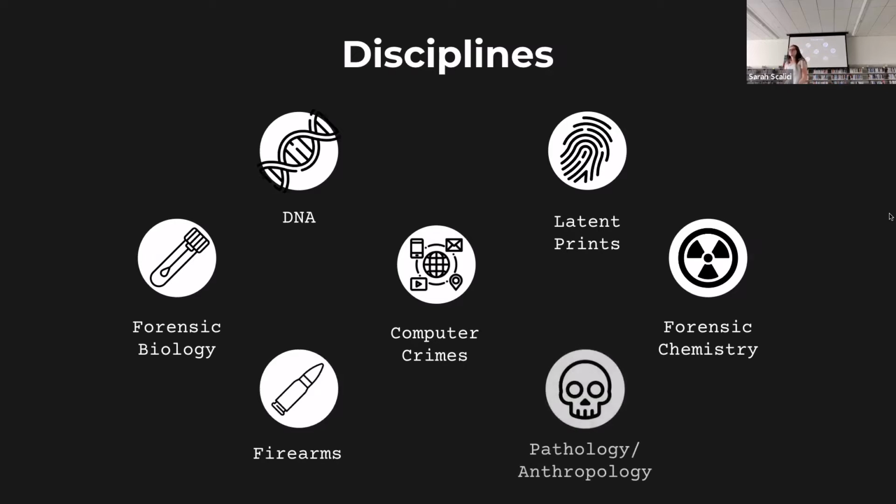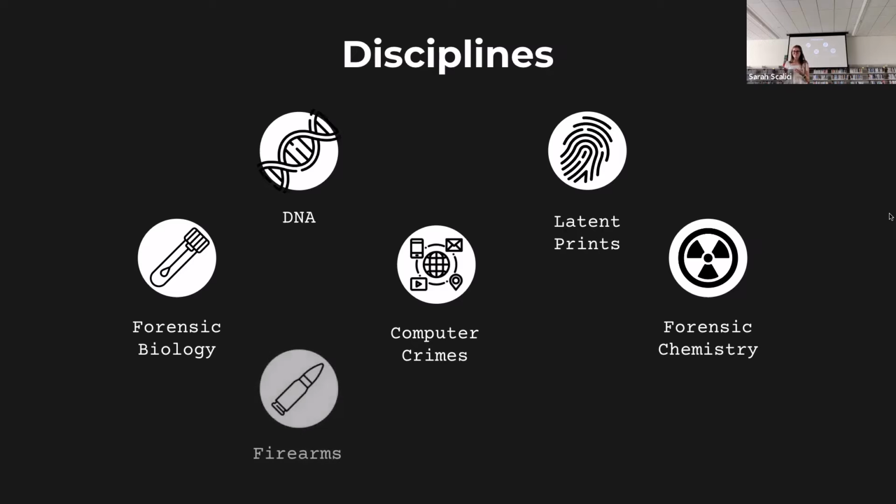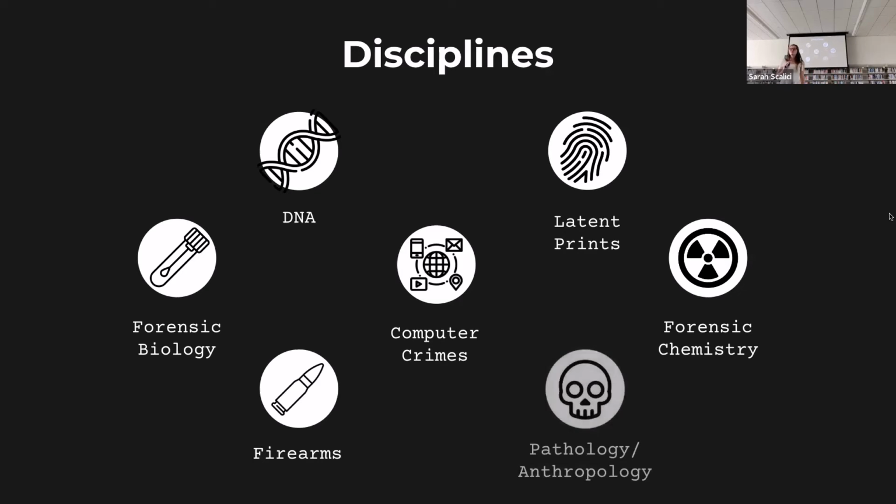And then there's firearms. That works with guns and cartridges. They get a lot of those. They have a shooting tank, which they can test fire into. Then they can compare that with shots in NIBIN, which will tell them if the gun was used in any other crime. And then there's pathology, forensic pathology, and anthropology.